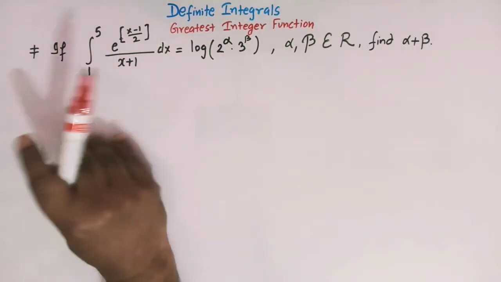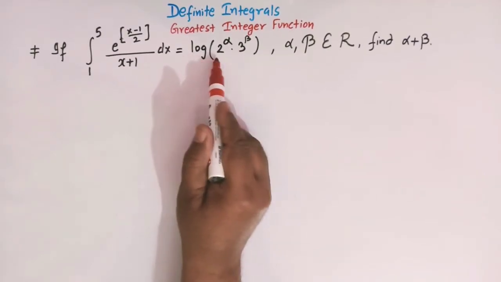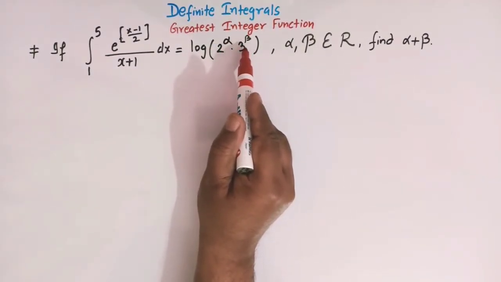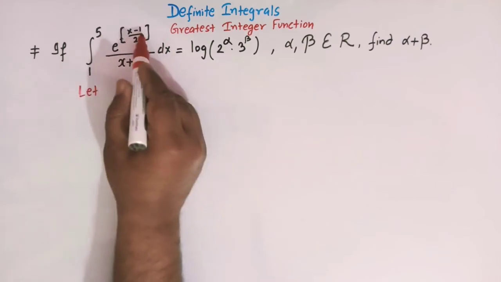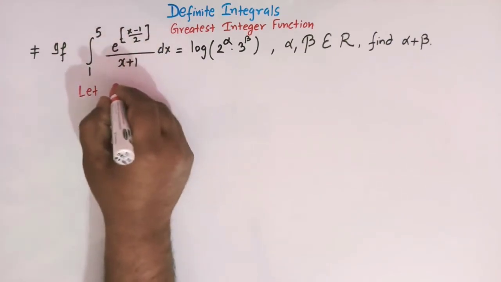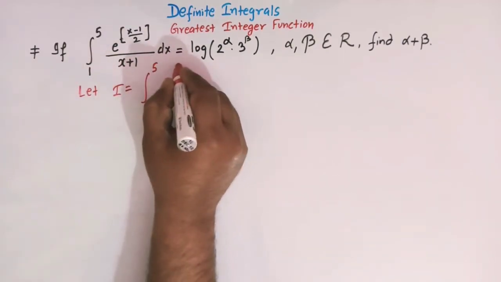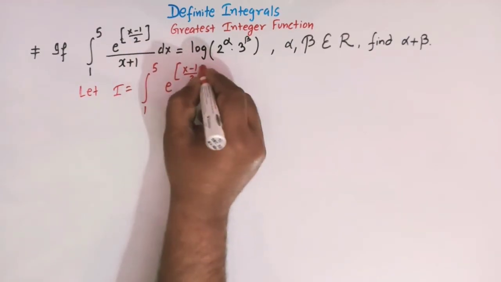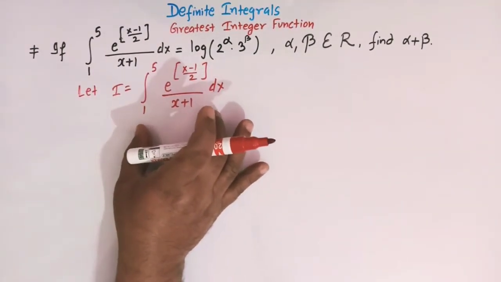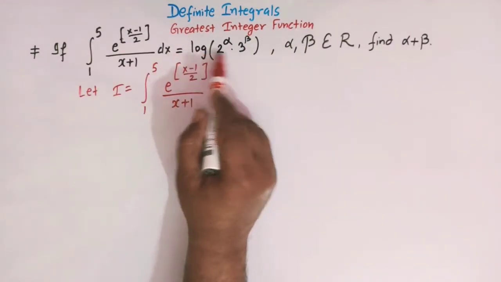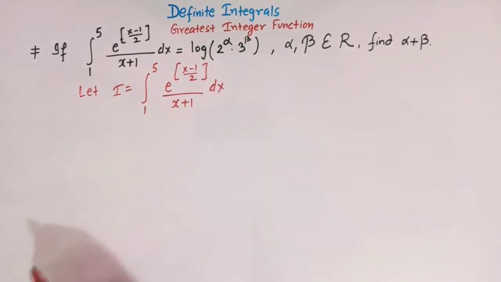So now here what we are given is that the value of this integral is equal to log of 2 raised to alpha times 3 raised to beta. So what we will do, we'll find the value of this integral. Let us first assume this integral as I, and I is the integral from 1 to 5 of e raised to the greatest integer of (x minus 1)/2, divided by x plus 1, dx. We'll find the value of this integral and then compare it with this value, and by comparison we can find out alpha and beta.